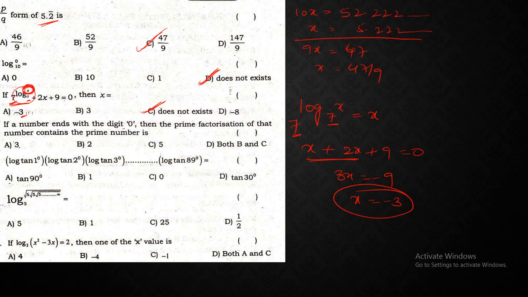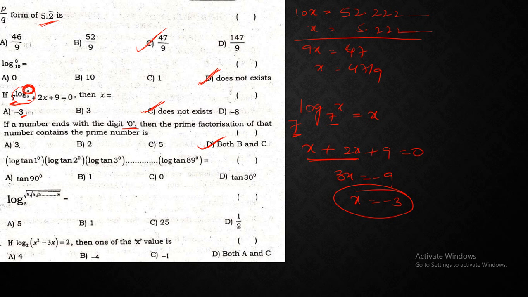If a number ends with a digit 0, then the prime factorization of that number contains the prime numbers 2 and 5. So it is possible only for the numbers 2 and 5, because 2 5s are 10. So since we have 10 there, the number ends with a digit 0.